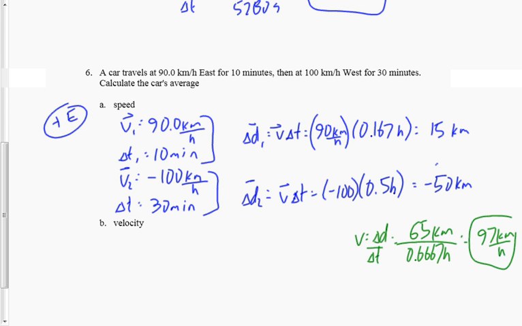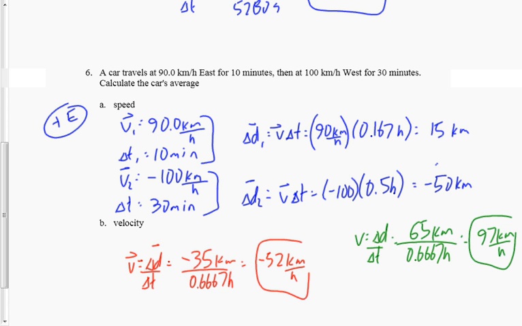Now we want to find the average velocity. It's going to be displacement over time. The displacement here would be 15 plus negative 50. Add them up, but add one up as a negative value. Gives me negative 35 kilometers, divided by 0.667 hours. Gives me a velocity of negative 52. Is that good? How many people that did it in kilometers per hour got that?